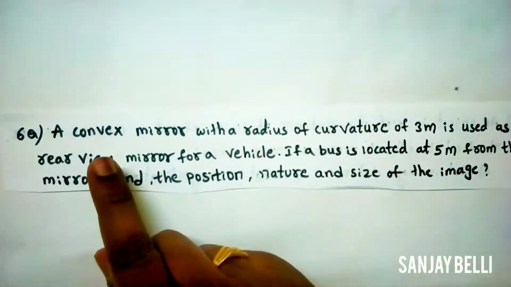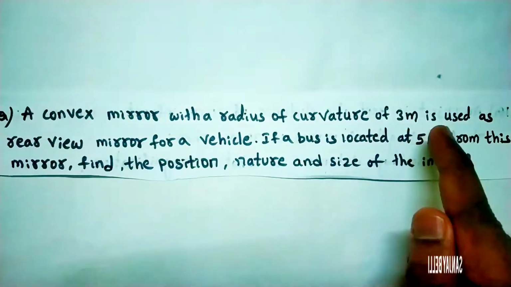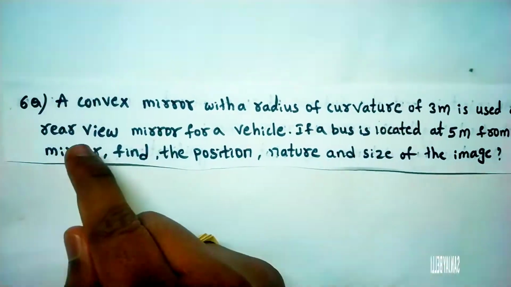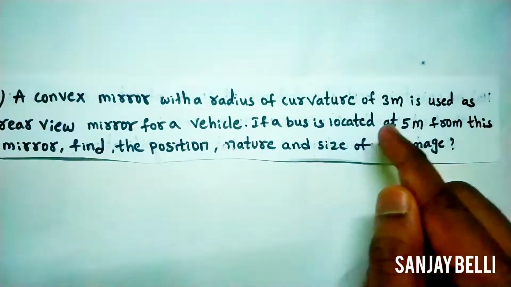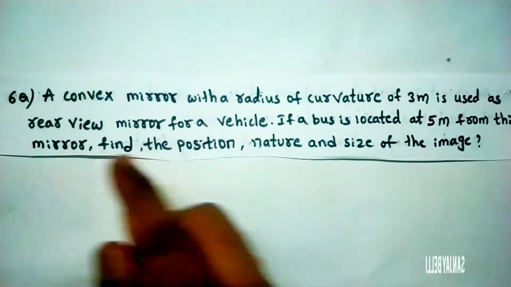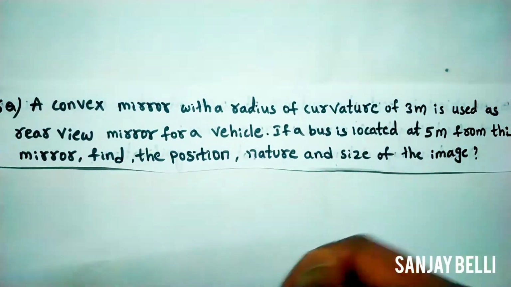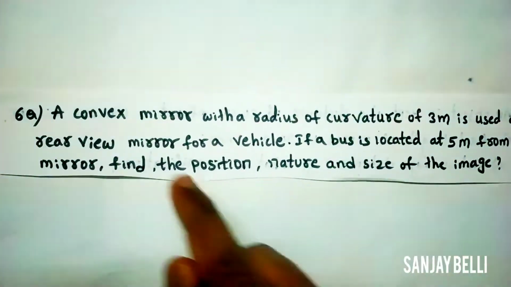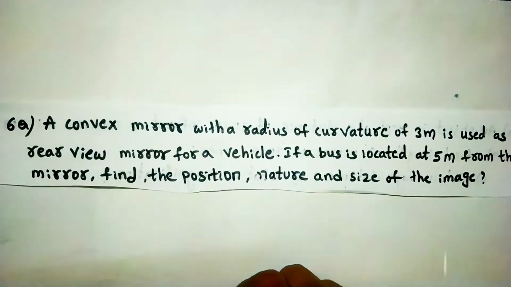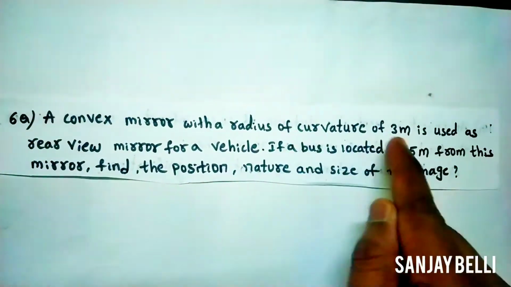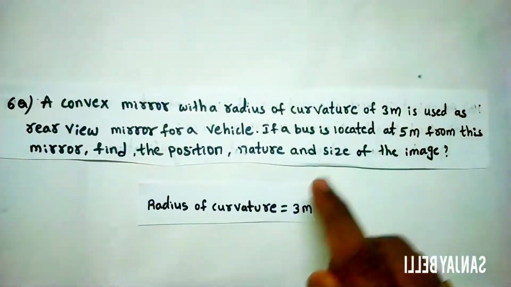Okay, your sixth question. A convex mirror with a radius of curvature of 3 meters is used as a rear view mirror for a vehicle. If a bus is located at 5 meters from this mirror, find the position, nature and size of the image. Your rear view mirror is nothing but a side mirror for the vehicle. So what was given: the radius of curvature is 3 meters.